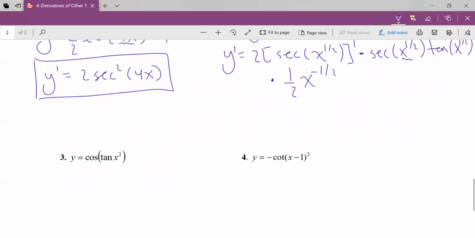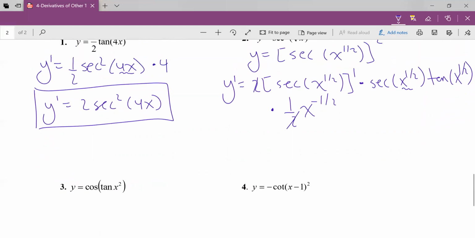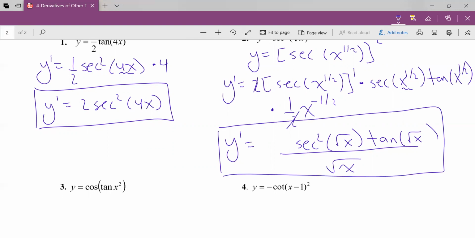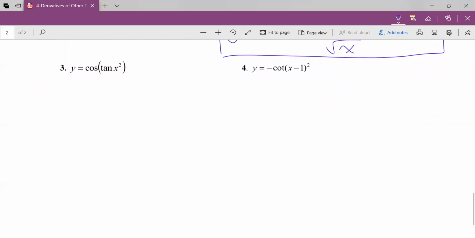Now after all of that, we're just going to simplify this. Let's clean this up. 2 times 1/2 is 1. That's a plan. Then I've got that x to the negative 1/2, so I'm going to rewrite that down here. I've got secant x to the 1/2 times secant x to the 1/2. That's secant squared, like that. And tan is like that. That's a nasty looking derivative. It's all that chain rule, isn't it? That chain rule makes these things ugly.